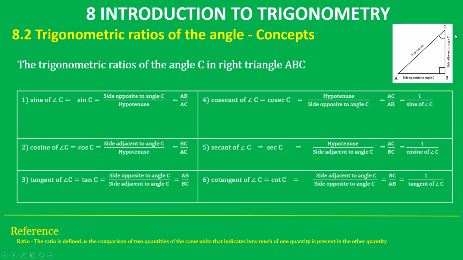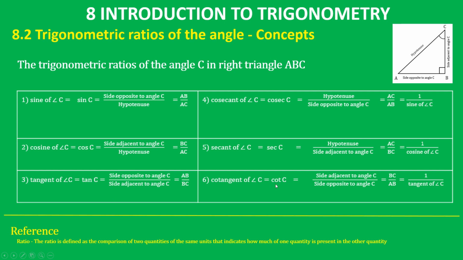Secant of angle C, secant C, is equal to hypotenuse by side adjacent to angle C, or simply hypotenuse by adjacent side, which is AC by BC. If you see, cos C is BC by AC. AC by BC is the reciprocal of BC by AC, which means that secant C is the reciprocal of cos C, which is 1 by cos C.